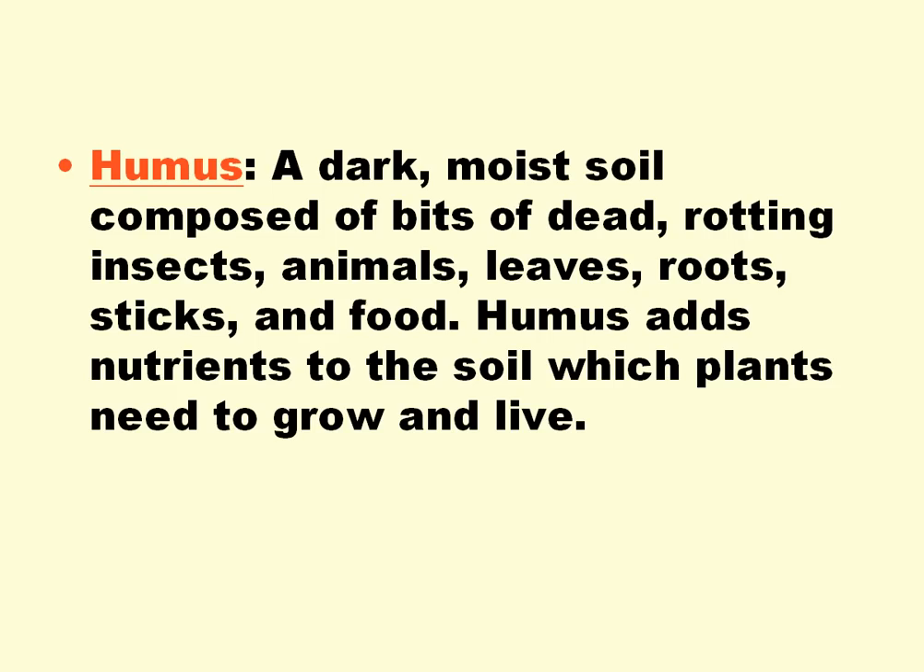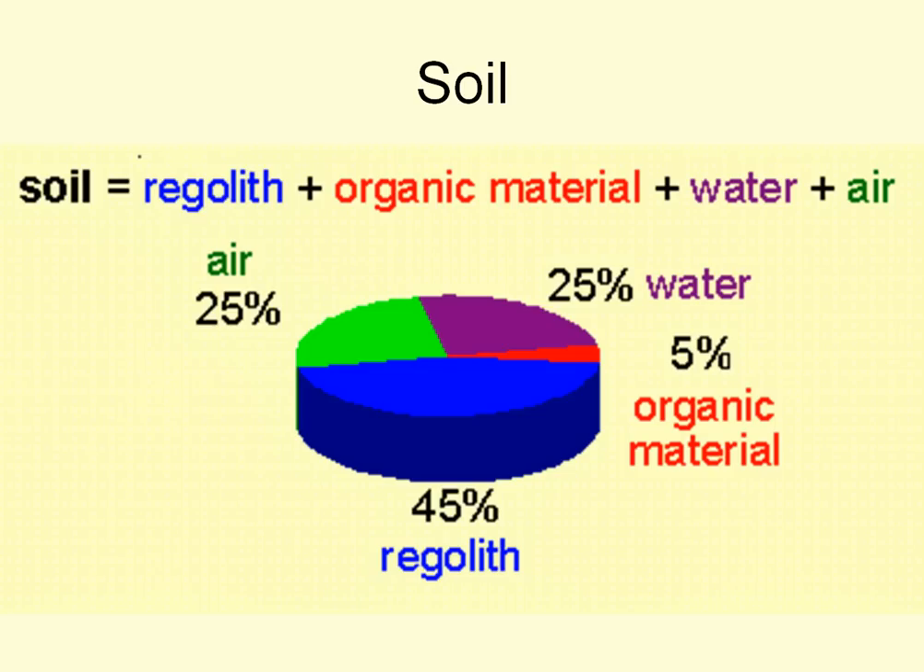So what is this humus? We talked about it in the last slide. Humus is a dark, moist soil composed of bits of dead, rotting insects, animals, leaves, roots, sticks, food. Humus adds nutrients to the soil which plants need to grow and to live. So humus is really, really good to have in the soil. It's what's going to provide a lot of the nutrients.